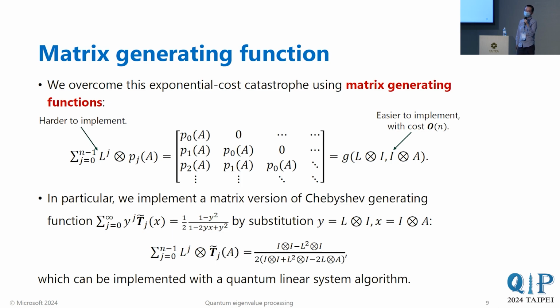This is indeed the case for Chebyshev polynomials. The matrix generating function is given by the expression there. It's a rational expression. In the numerator, you have 2 terms. In the denominator, you have 3 terms. And I won't be able to tell you the details of how you implement that. But if you trust me, all of these operators can be efficiently implemented within block encoding. And you just invoke the quantum linear system solver to construct this rational expression.